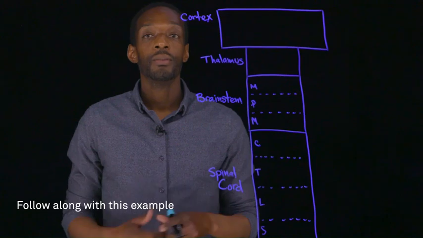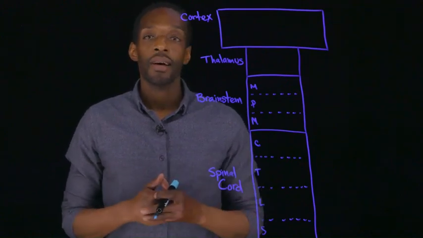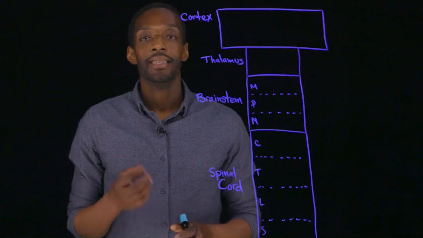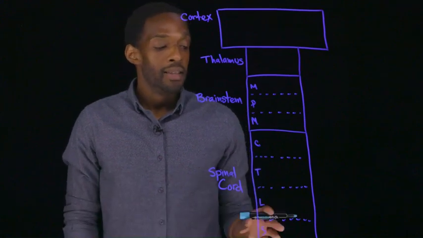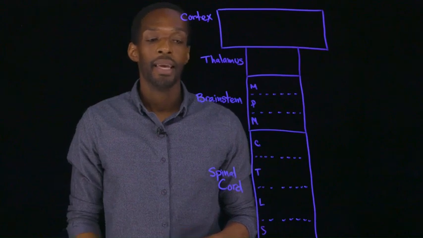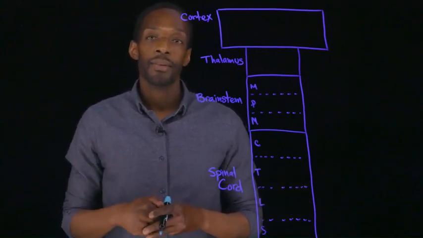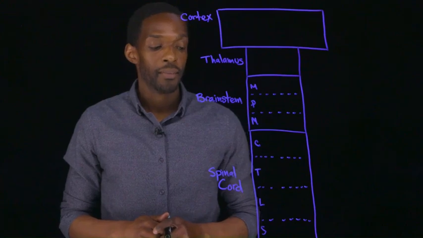Now that you've had some review on the ascending sensory pathways, let's see if you can follow along with this example of the ascending somatosensory system. In this example, we'll be tracing a mechanoreceptor that begins in the leg. And we'll be tracing this pathway all the way up to the primary somatosensory cortex.